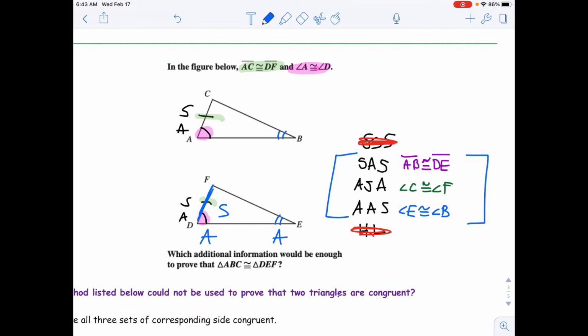HL only works for right triangles. This isn't a right triangle. Side, side, side. We only had one side, so we couldn't use that one.